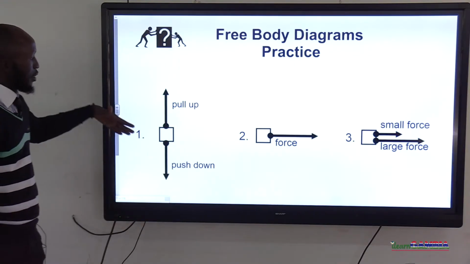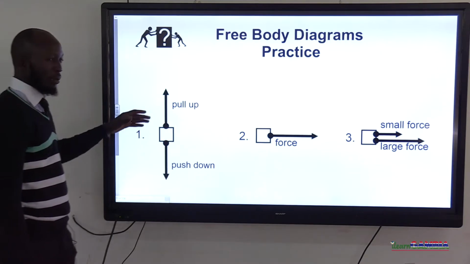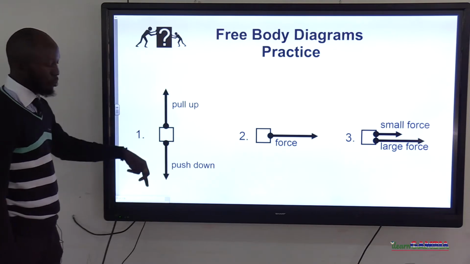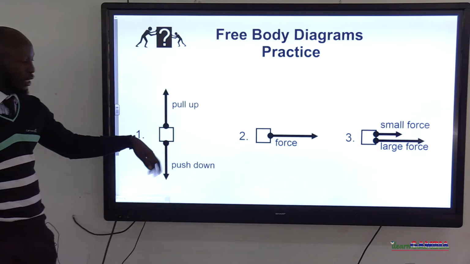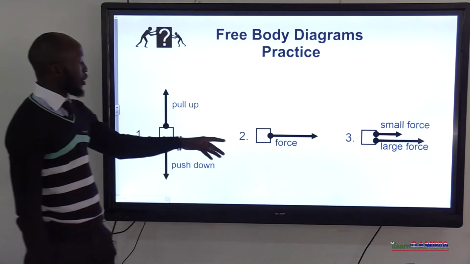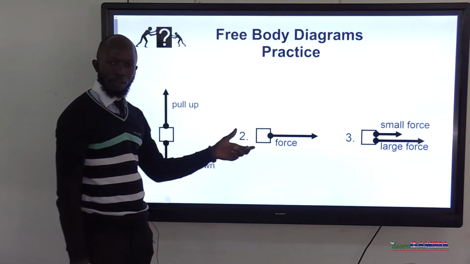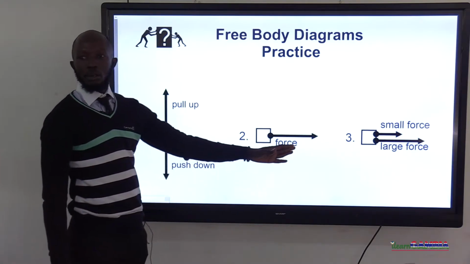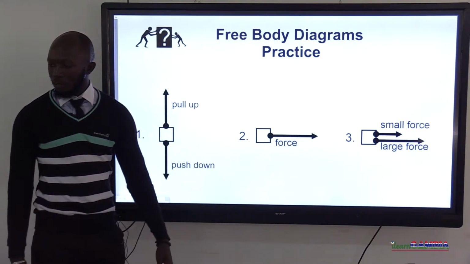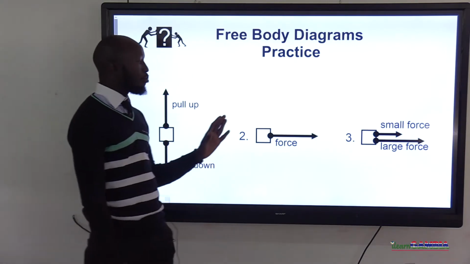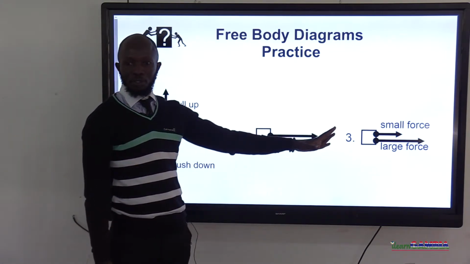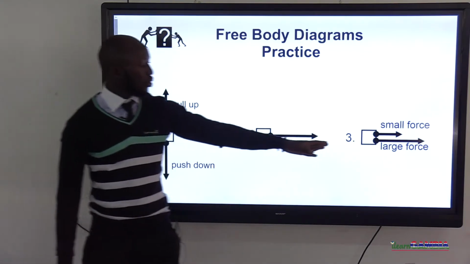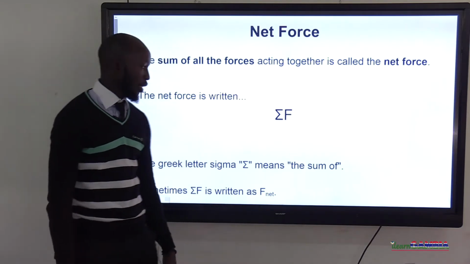That is what we have here in summary. So we have the free body diagram of an object being pushed up and another force pushing the object downwards. That takes care of number one. And number two, you are asked to draw a free body diagram of an object being pulled to the right, and that is what we have here. And finally, number three, you are asked to draw the free body diagram of an object being pulled by a big force towards the right and also a small force towards the right. And that would also have been taken care of by this diagram, right?